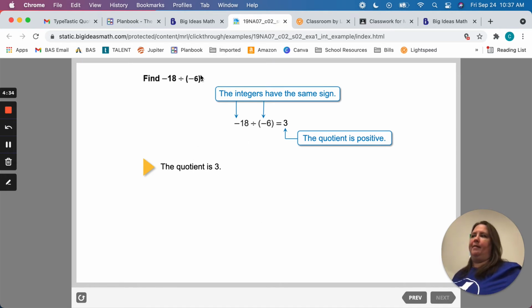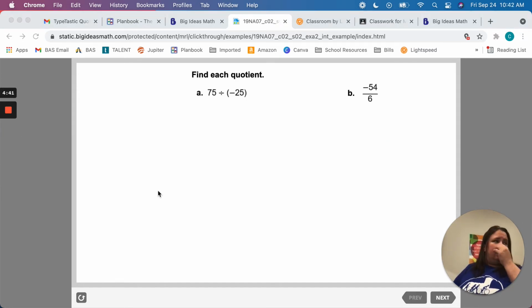Okay, do the try it. After you wrote this in your journal, do the try it. Okay, so on this example 2, put this in your journals.